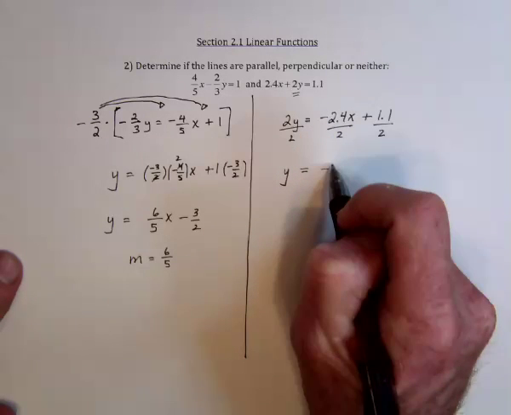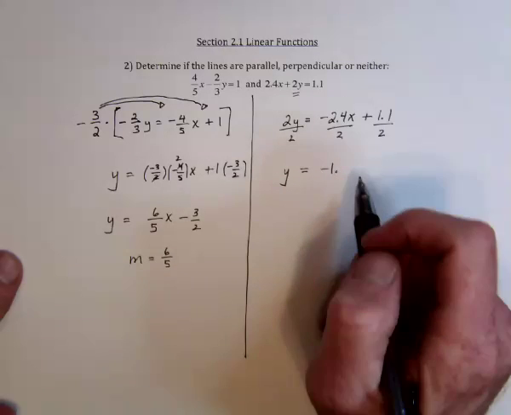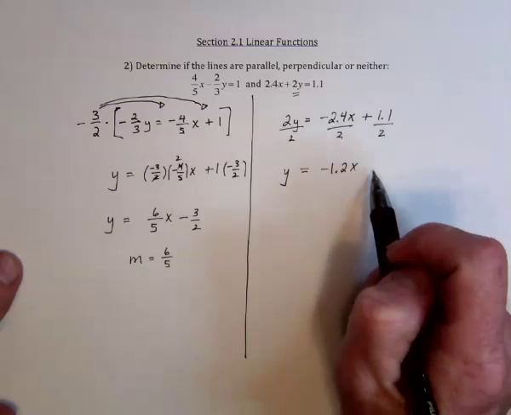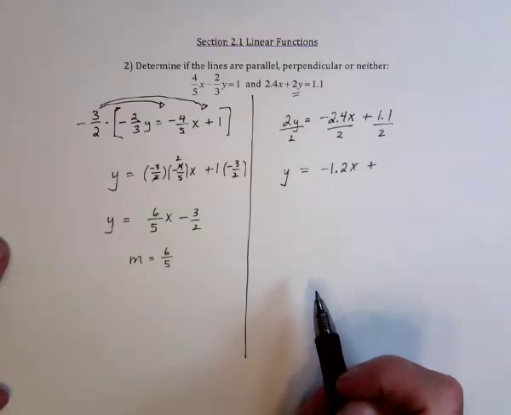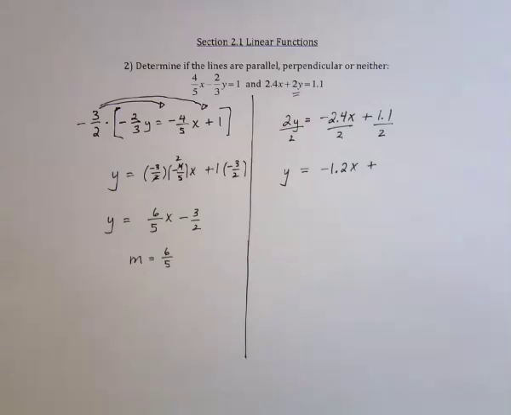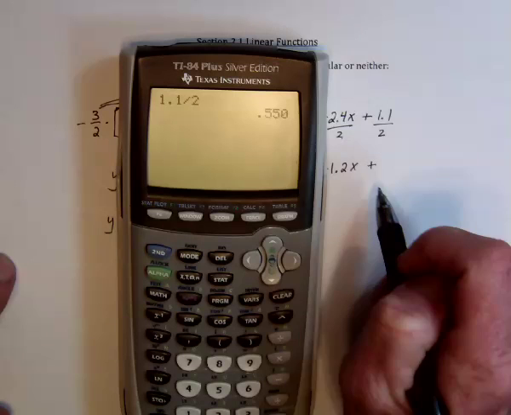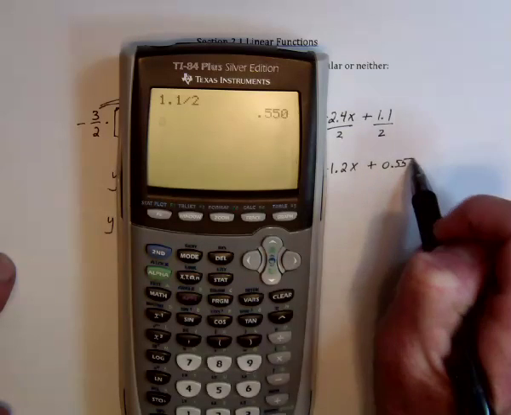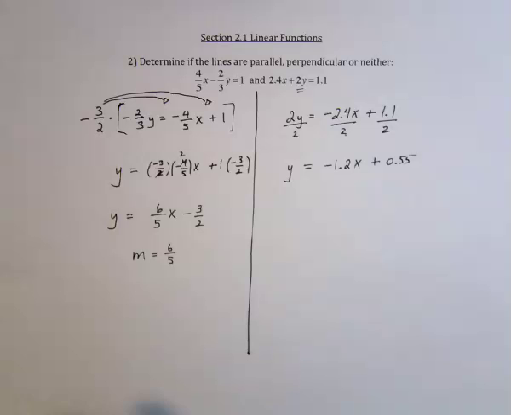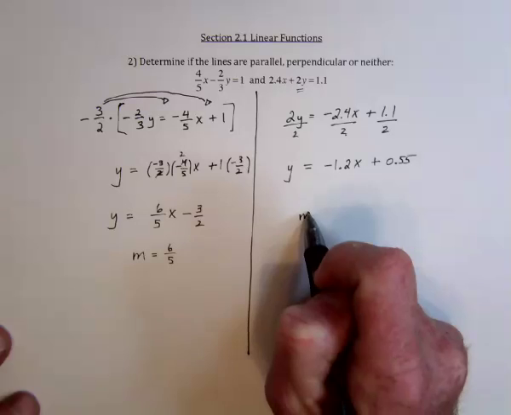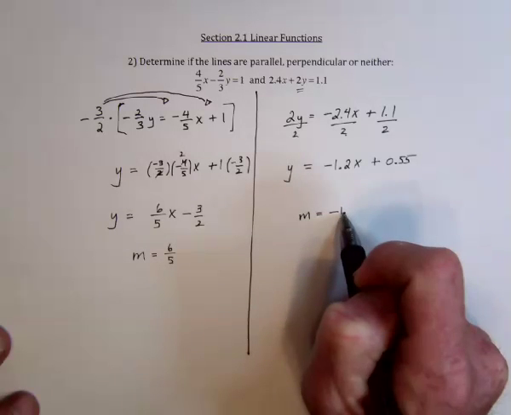Divide all terms by 2, and we've got y equals, well, a 2 will divide into a 2 one time, and a 2 will divide into a 4 two times, so we're left with -1.2x. And then 1.1 divided by 2 is a 0.55. Really, the most important numbers here are what's sitting in front of x, so we found that the slope is equal to -1.2.